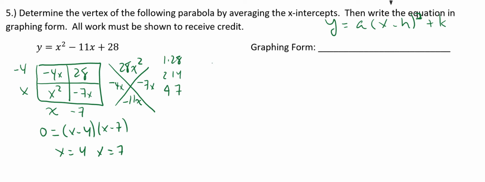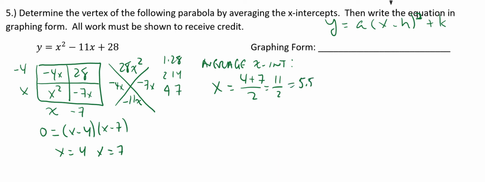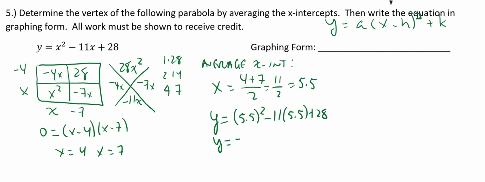So I want to average my x-intercepts. So that's going to look like taking 4 plus 7 divided by 2, which is 11 divided by 2, which is 5.5. So then what I want to do is find the y value. And so this is going to be 5.5 squared minus 11 times 5.5 plus 28. So if you put this into your calculator, you get negative 2.25.